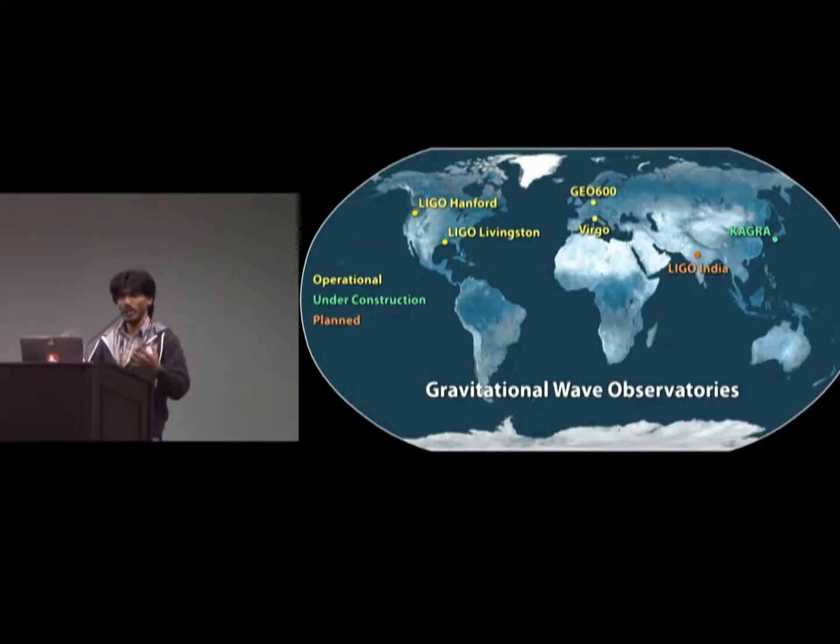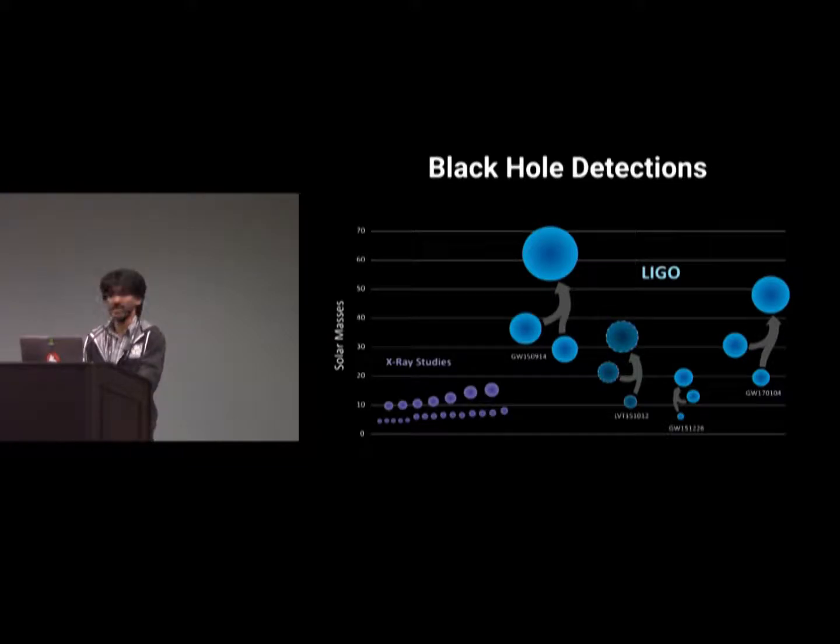And now that we have all these gravitational wave observatories, this is turning into an observatory that will routinely have observations of exotic astrophysical events. We have already detected many binary black hole mergers, and these are in a different parameter space. Based on X-ray studies, we observe black holes with much lower masses, and we have detected these really massive black holes, and this is the first observation we have of these events.